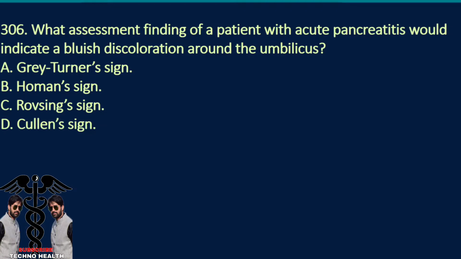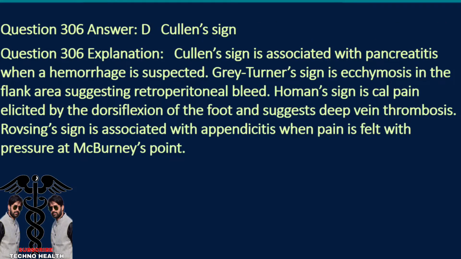Question 306. What assessment finding of a patient with acute pancreatitis would indicate a bluish discoloration around the umbilicus? A. Gray Turner's sign, B. Homan's sign, C. Rovsing's sign, D. Cullen's sign. Question 306 Answer: D. Cullen's sign. Explanation: Cullen's sign is associated with pancreatitis when a hemorrhage is suspected.